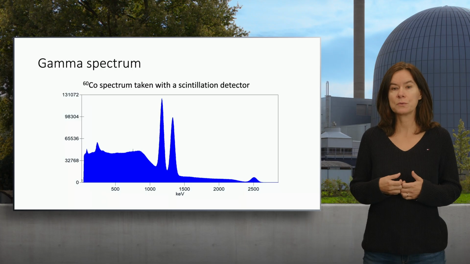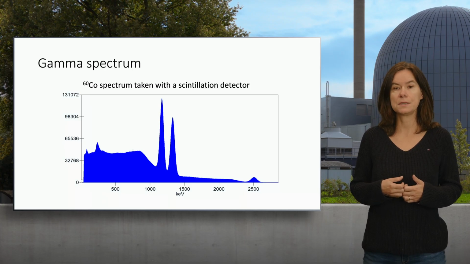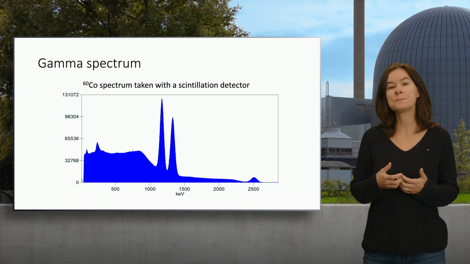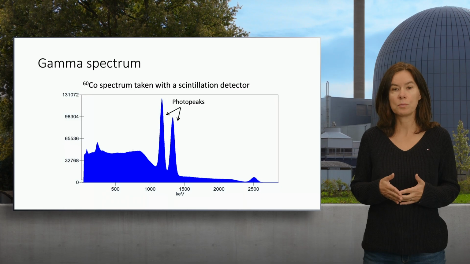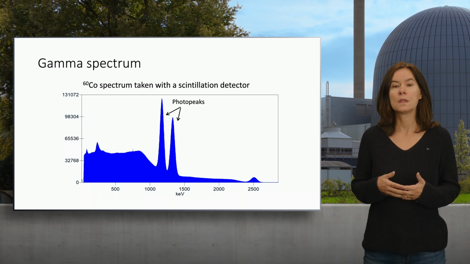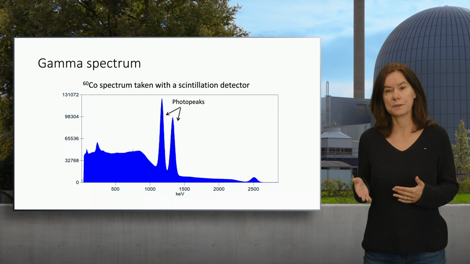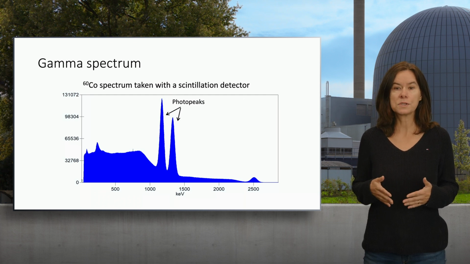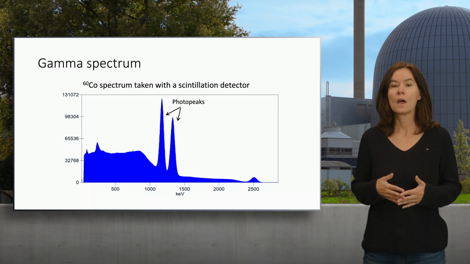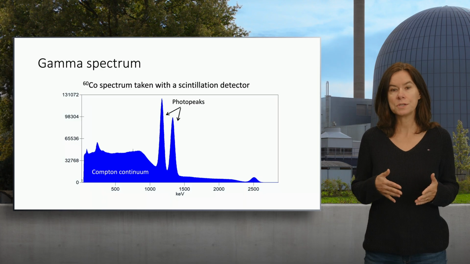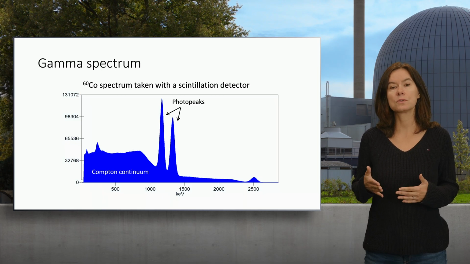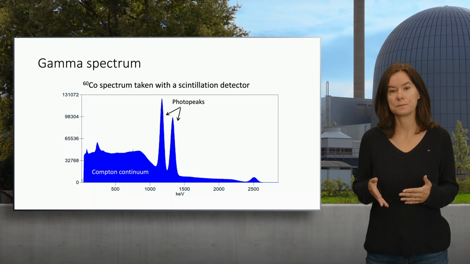Here you can see an example spectrum of cobalt-60 taken by a scintillation detector. In this spectrum, the most important peaks for identification are the photopeaks, which for cobalt-60 are 1332 and 1173 keV. The photopeaks originate from the photoelectric effect, where a photon transfers all its energy to an electron. What you also see in this spectrum is the so-called Compton continuum, which originates from the Compton effect and results in a sort of continuous background spectrum of radiation.